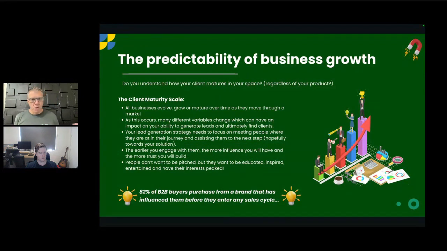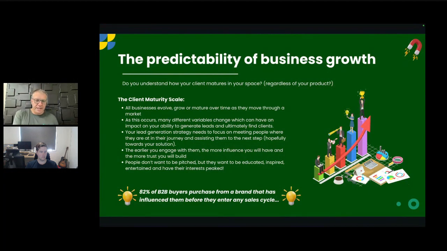So the first thing we want to do here is getting their attention. With the client maturity scale, as businesses evolve, grow and mature over time, they move through the market. As this occurs, many different variables change, which can have an impact on your ability to generate leads. And it'll show that a one size fits all lead generation approach won't work, right? So your lead generation strategy needs to focus on meeting people where they are in their journey today and assisting them to the next step, hopefully towards your solution.